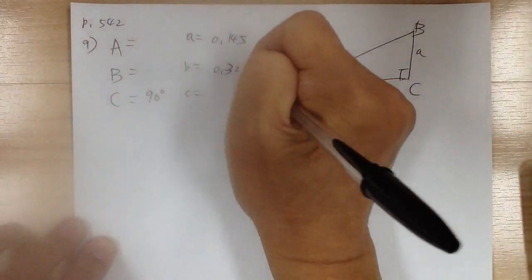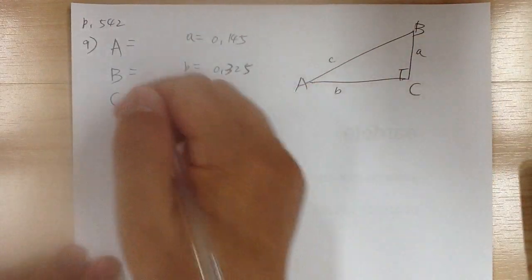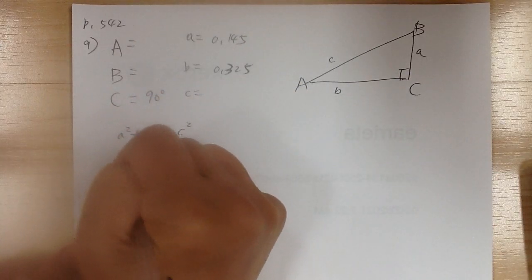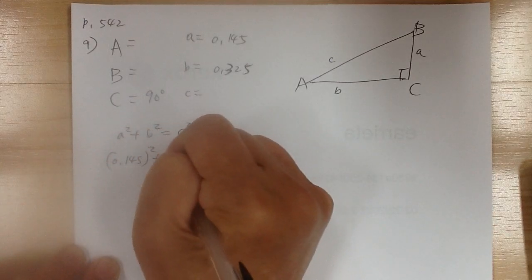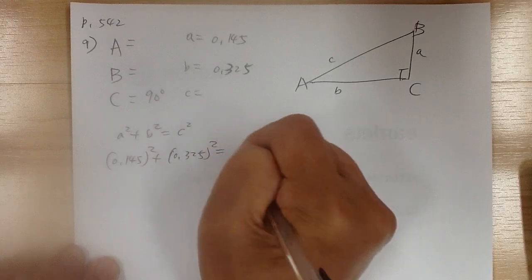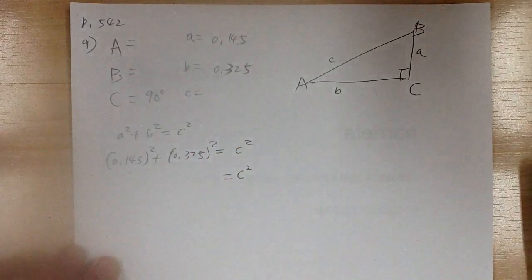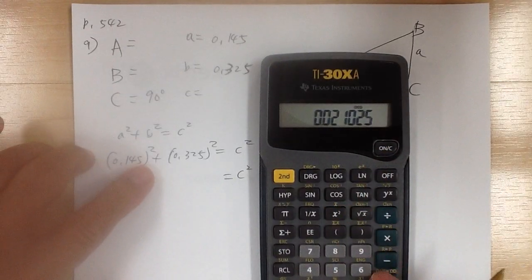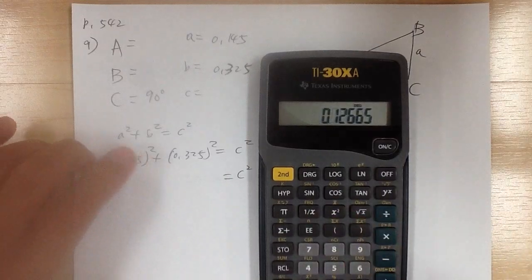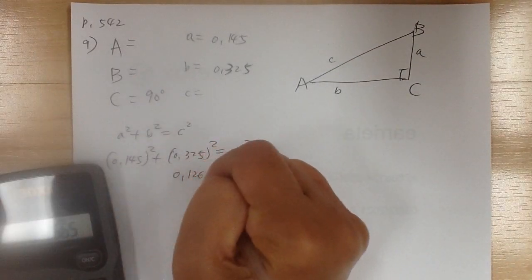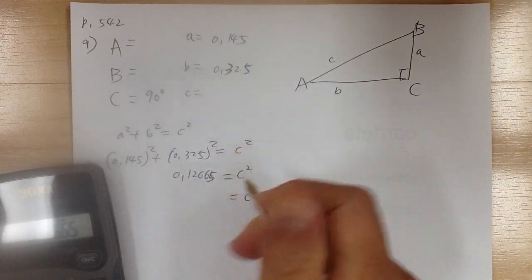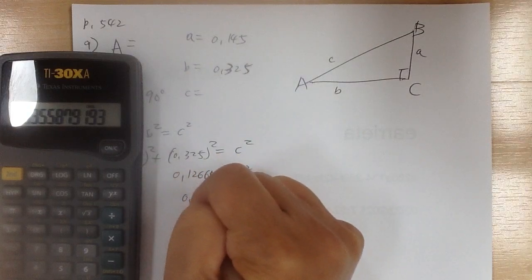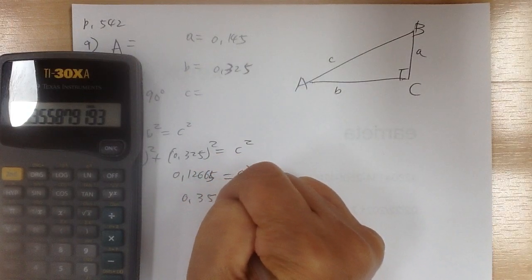Since the two sides are given, again, you can use the Pythagorean Theorem. So A squared plus B squared equal to C squared. So you have 0.145 squared plus 0.325 squared equal to C squared. Get your calculator and work it out. You get 0.12665. So C equal to, again, don't erase, just push the square root button. You get 0.3558, and round it to 0.356.